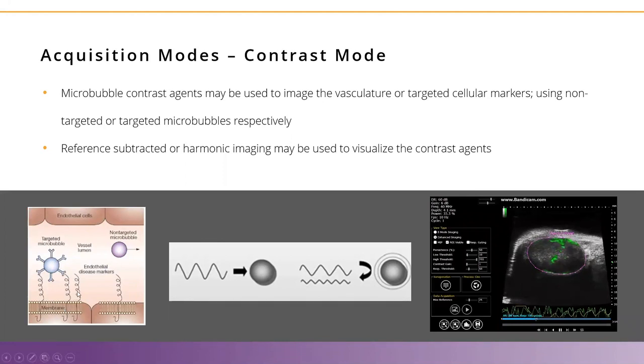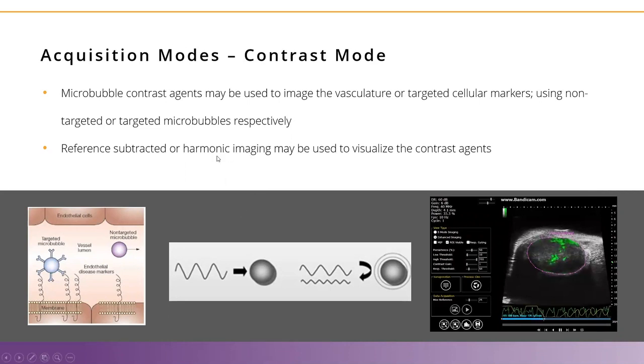Detecting the level of expression of that cell marker can be done as well. With this Prospect T1 system, there are two ways to look at the contrast signal. One that you're seeing here on the right is called reference subtracted, where you're taking an image before any contrast was injected and you're subtracting it from the image or the cine loop in which that contrast agent was injected. The difference is going to be colored green, and you're therefore able to see the green overlay on this image.